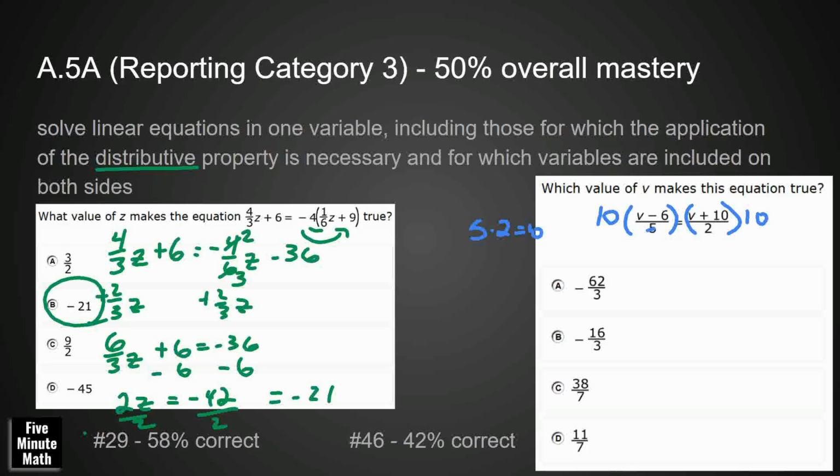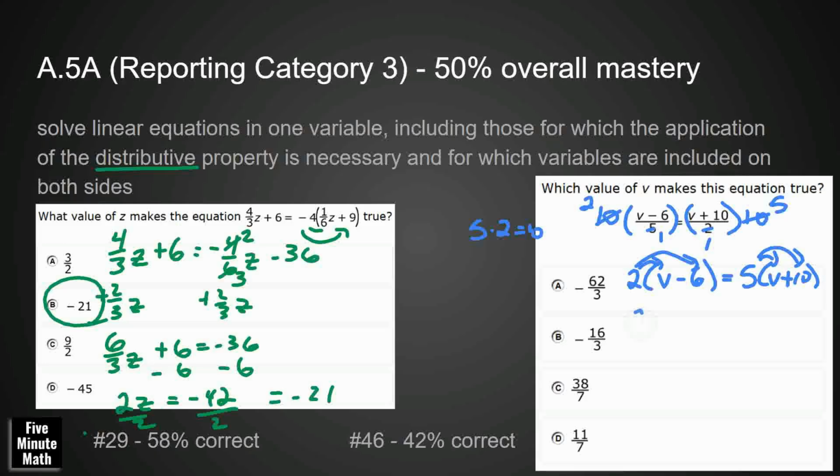So if I simplify here, 10 and 5, that leaves 1 and 2. If I simplify here, 10 and 2, that leaves 1 and 5. That's my goal, is to get a denominator of 1 so I can get rid of it. Now I'm going to end up needing to distribute 2 into the v minus 6, and then 5 into the v plus 10. So it's the distributive property, but twice. So that's the challenge. That's twice the opportunity to make a mistake.